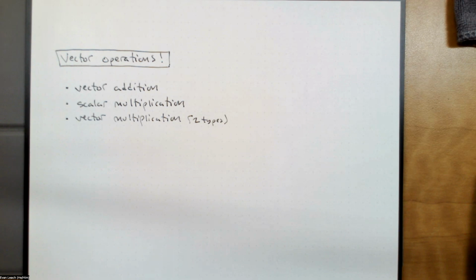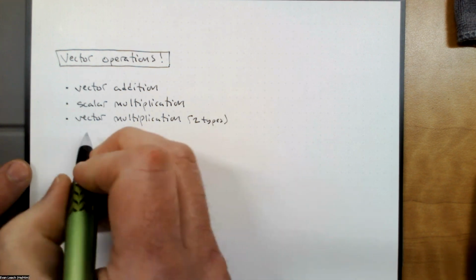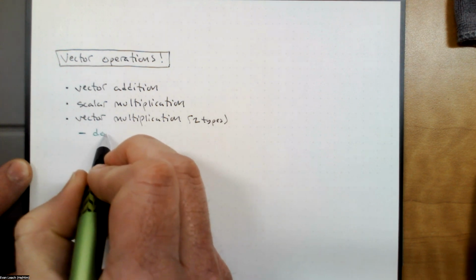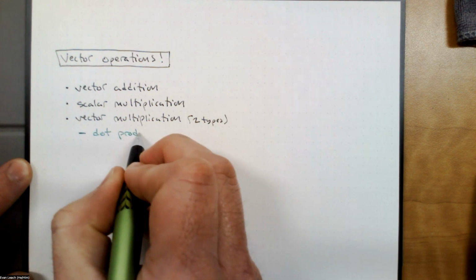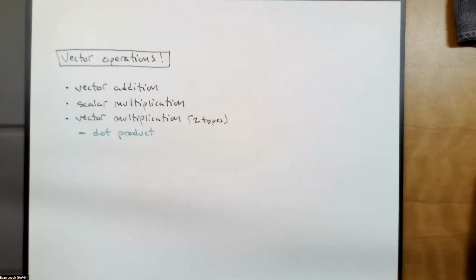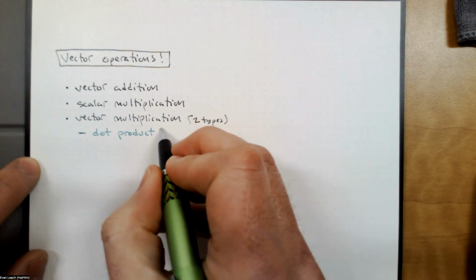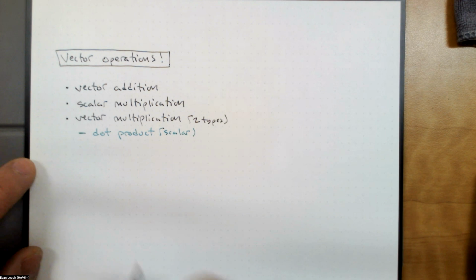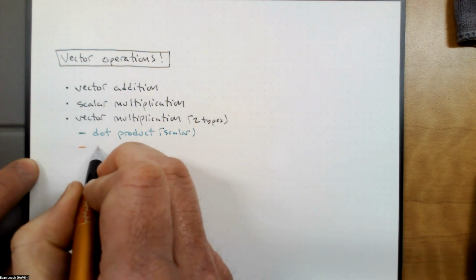Vector multiplication comes in two varieties. And I think we talked yesterday about what those two varieties are. What are the two varieties of vector multiplication? There's the dot product or the scalar product. And there is also the cross product, which is a vector product.